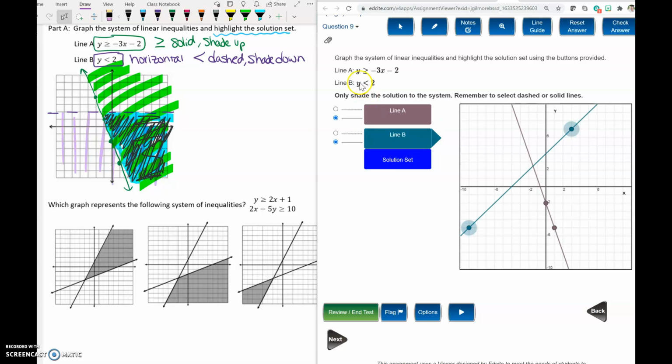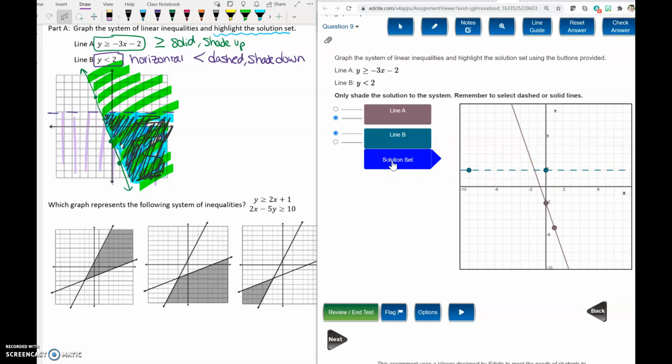Then click line B. This one needs to be a horizontal line at 2. And I need it to be a dashed line. So again, you'll get 1 point for the correct position and 1 point for it being dashed.